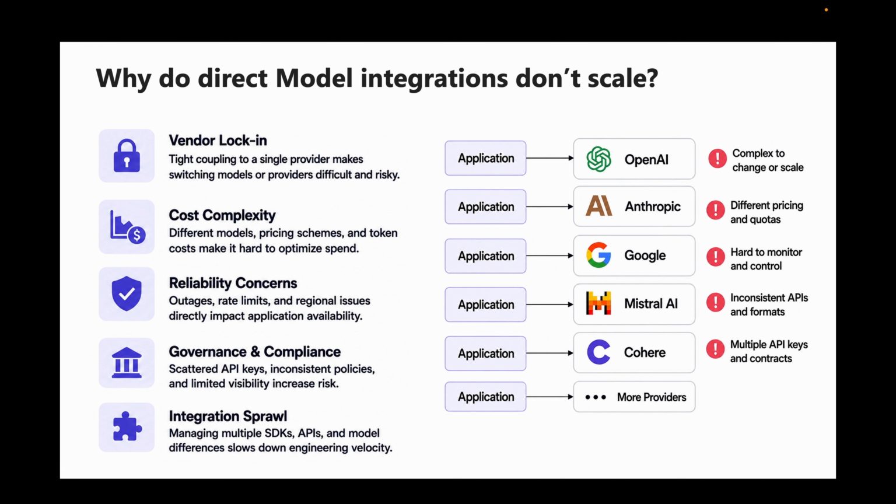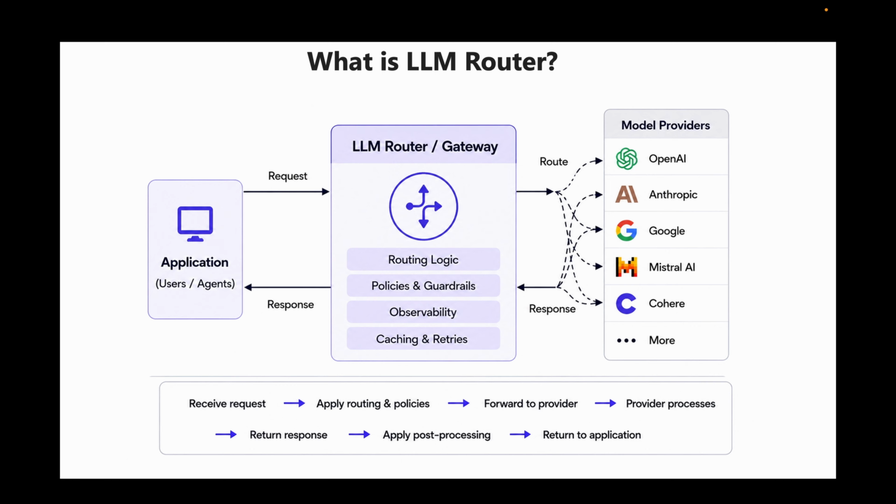And additionally, every provider has its own SDK, its own request format, and its own response schema. Maintaining multiple integrations within the code means multiple sets of bugs, multiple upgrade cycles, and cognitive overhead that slows down the engineering team. And this is where an LLM Router can help.